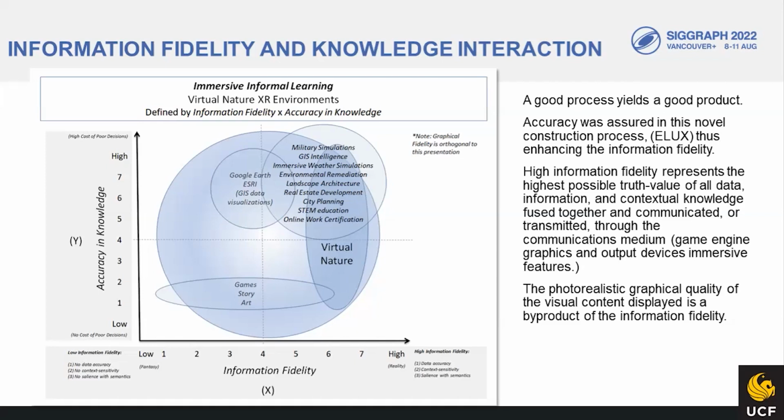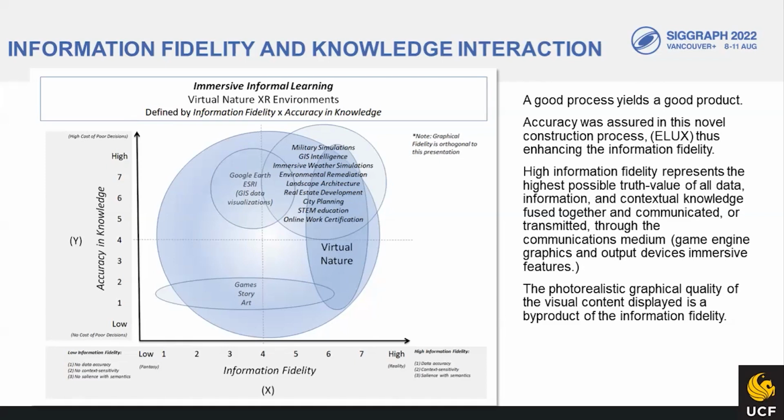And when is knowledge acquisition important? When is the accuracy in knowledge important? It is when there are high costs for poor decisions. So if the education does not result in high accuracy and knowledge transfer, then that person, that student, could make poor decisions in the future based upon inaccurate knowledge, right? So if we are concerned with this dimension of accuracy and knowledge, how do we design these immersive applications to produce the highest probability of high knowledge transfer, accurate knowledge transfer?